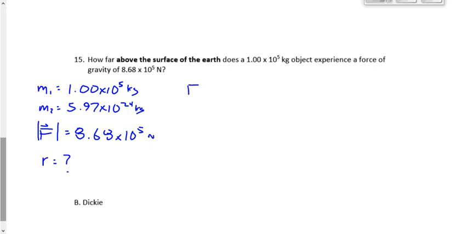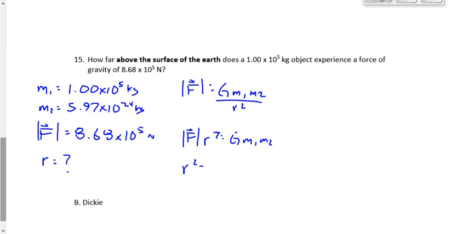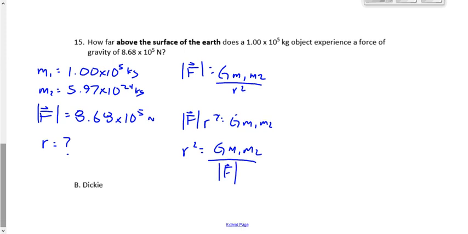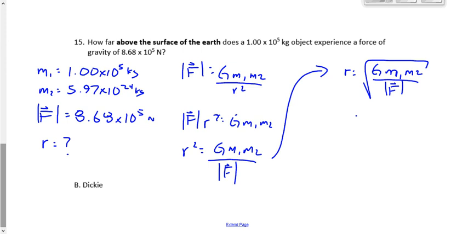So we're going to say F is equal to G M1 M2 over R squared. Let's take the R squared up by multiplying. F times R squared equals G times M1 times M2. Take the F down by dividing. G times M1 times M2 over F. And then finally, let's square root that. R is equal to the square root of G M1 M2 over F. Good? So far, so good?